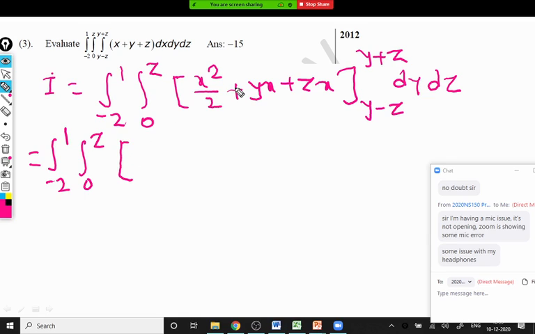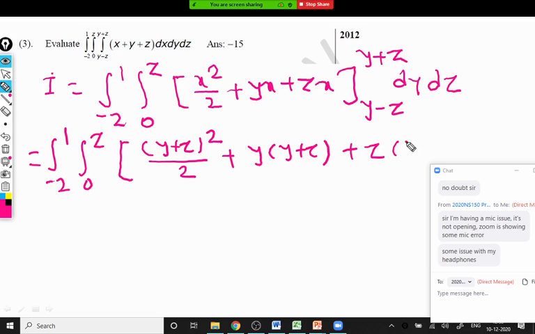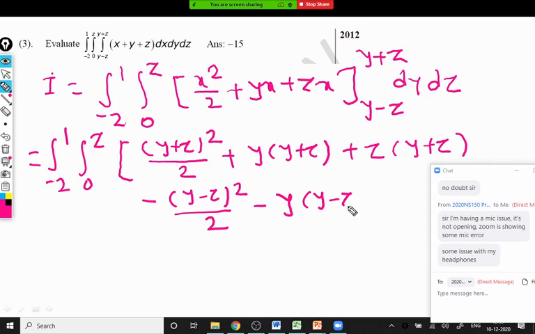When we replace y plus z as the limit of x here, we get y plus z bracket square upon 2 plus y into y plus z plus z into y plus z. That is the upper limit. For the lower limit, take the minus sign: minus y minus z bracket square upon 2 minus y into y minus z minus z into y minus z, and that is dy dz.